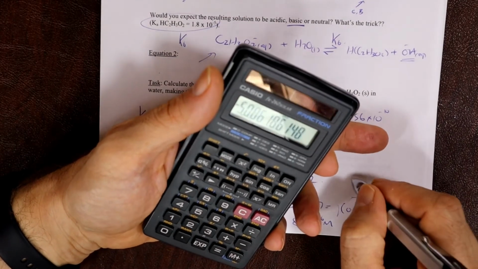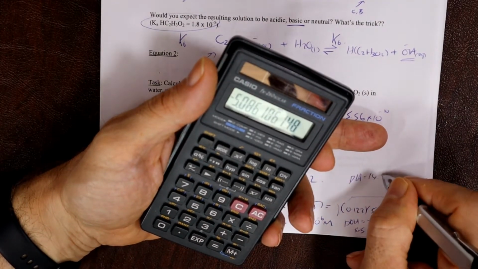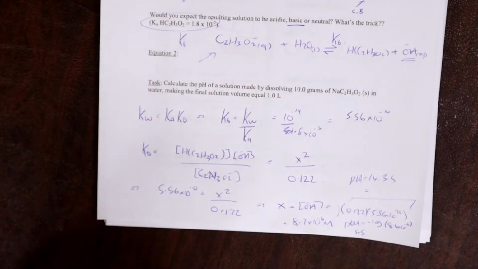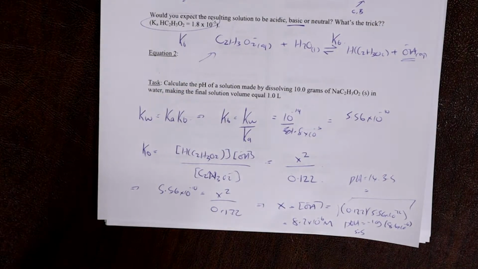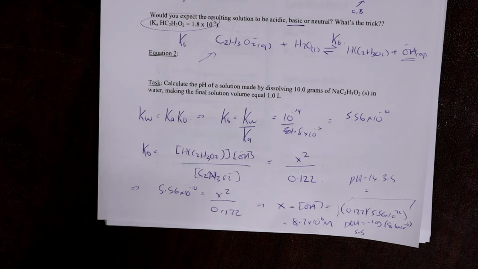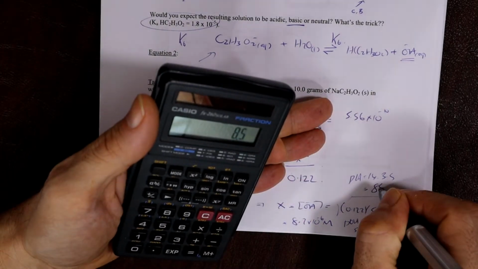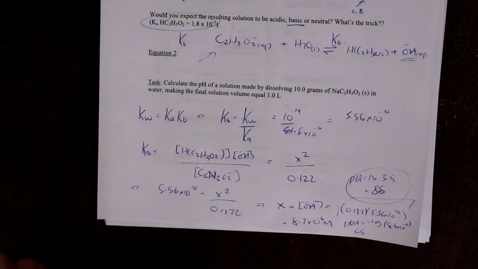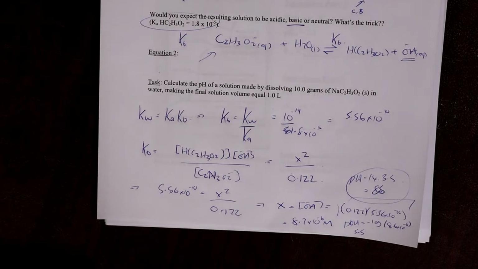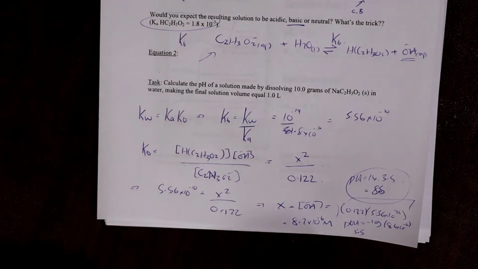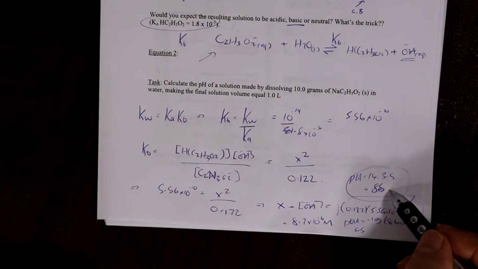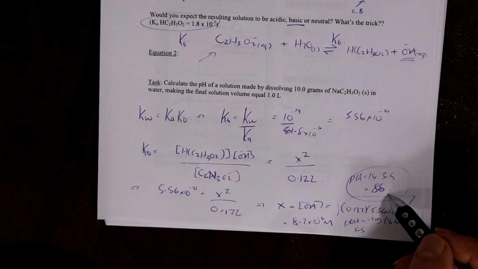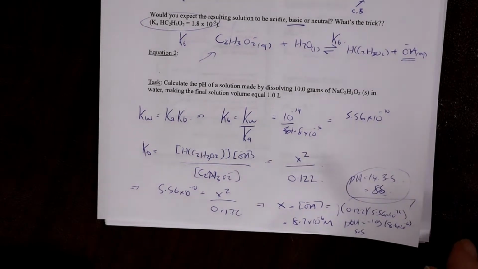So pH, let's go up here, 14 minus 5.5. Should do that in my head. 8.5. So that makes sense. The pH of this solution, with rounding, you might get a slightly different number, but you've got the idea there. With a base, we expect a pH greater than 7, right? It's a basic pH, a little bit over 8.5.